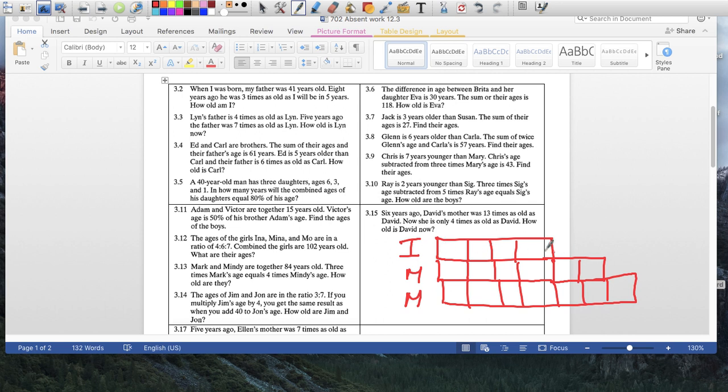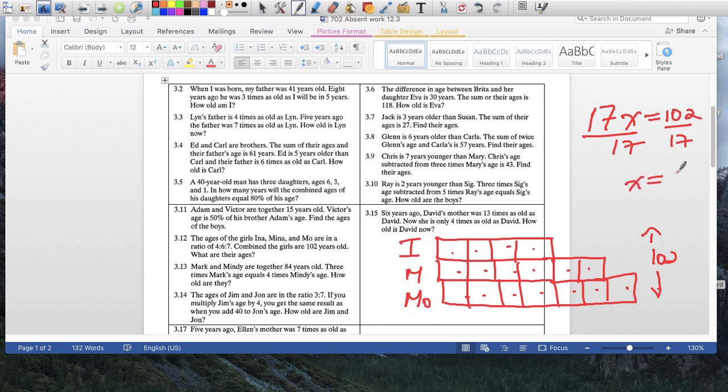So I know that these 4 boxes represent Ina. This is Mina, and this is Mo. So I know that combined, all these boxes should add up to 102, right? And how many boxes do I have? I have 1, 2, 3, 4, 5, 6, 7, 8, 9, 10, 11, 12, 13, 14, 15, 16, 17. So I can write 17x equals 102. I divide this by 17, divide this by 17, and x is going to be 6. So yeah, that was easy.